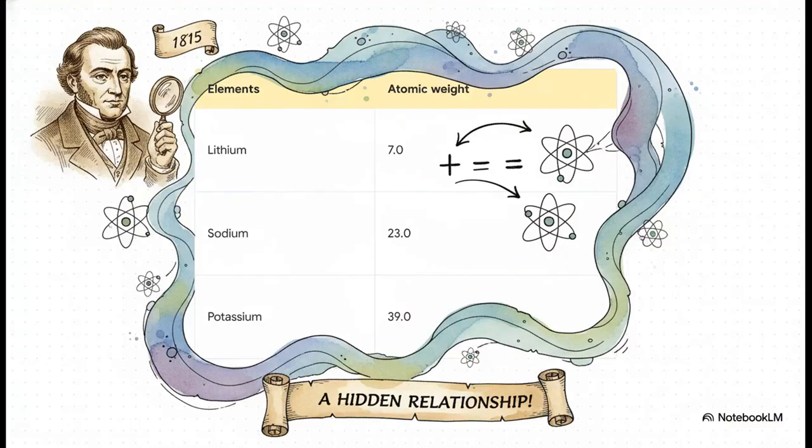The first big clue came way back in 1815 from a guy named Johann Döbereiner. He noticed that some elements seemed to show up in threes, or what he called triads. So take lithium and potassium. If you average out their atomic weights, you get a number that's almost exactly the atomic weight of sodium, which sits right between them in how it behaves. A hidden relationship was definitely starting to emerge.